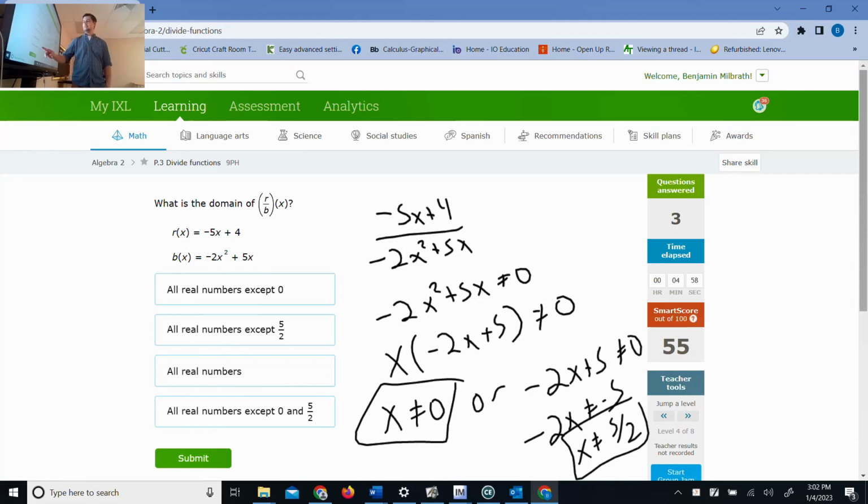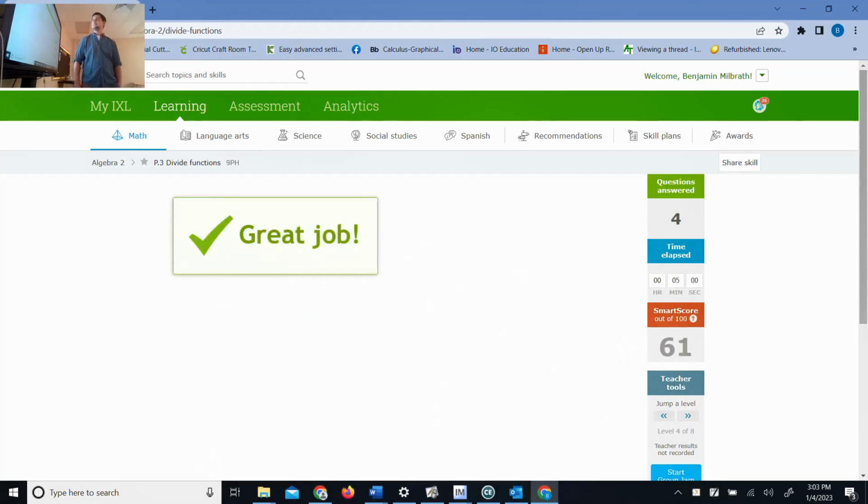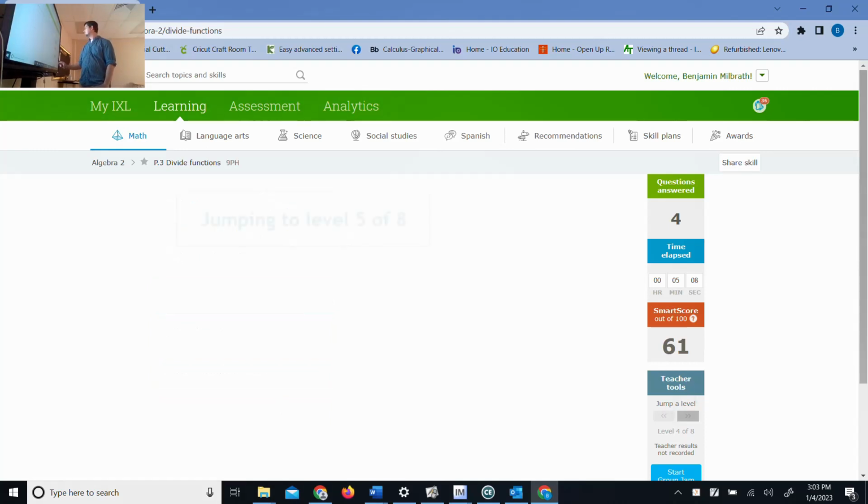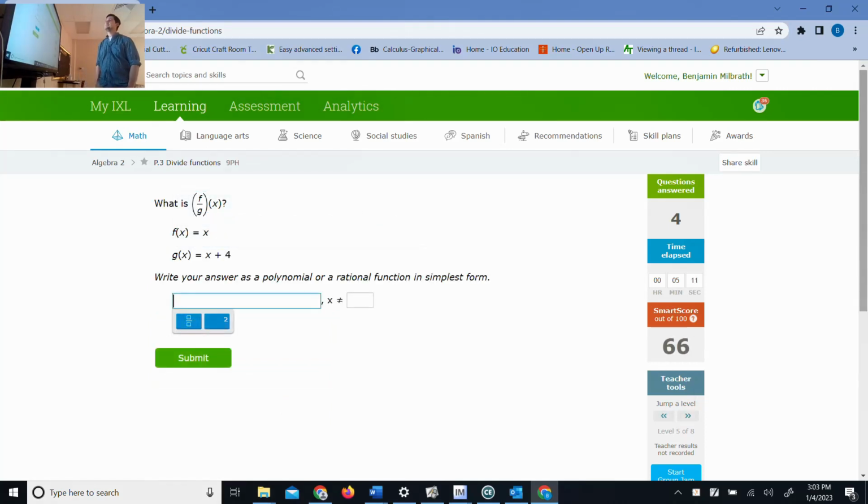I couldn't be 0, and I couldn't be 5/2. Honestly, the way they wrote this, you kind of cheat your way through it. This one's not even worth doing. Jump to level 5. Also not real. What do they want us to do? Write your answer as a polynomial. Oh, they want us to write the polynomial.